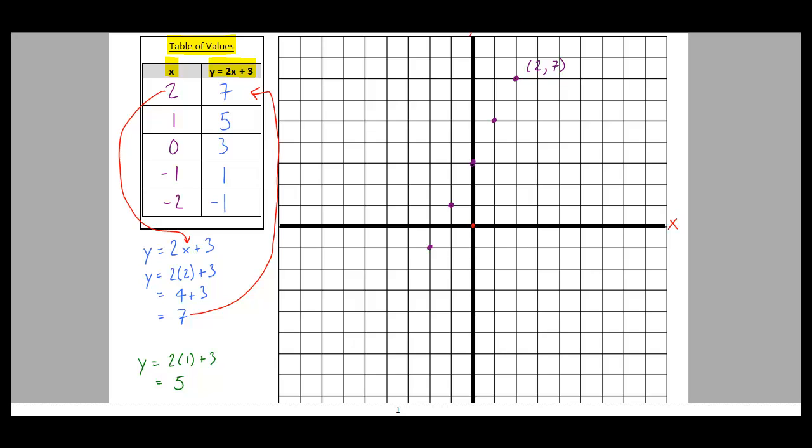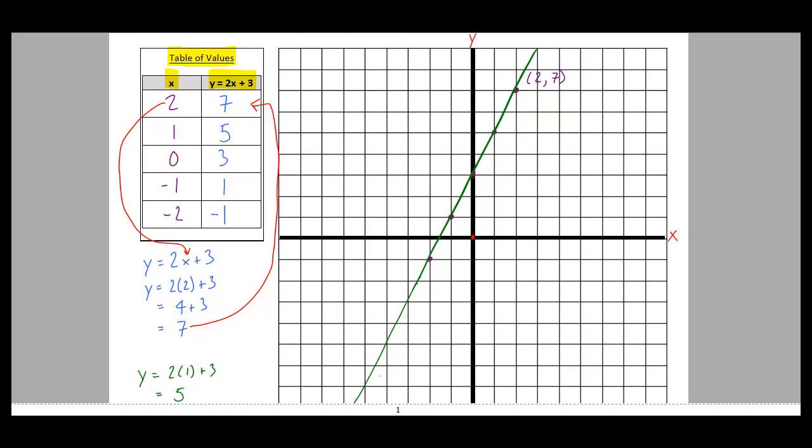So now that we've got them all plotted, all we need to do is use a ruler, some sort of straight edge. Don't just eyeball it, make sure you do a good job, and line up your ruler with all of the points, and then go ahead and draw a straight line connecting all of the points. Something like this.